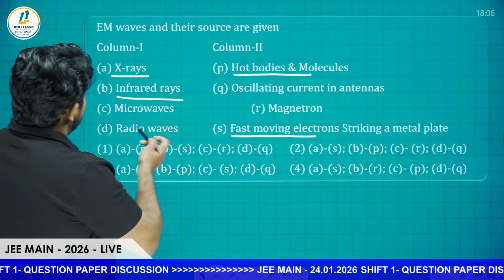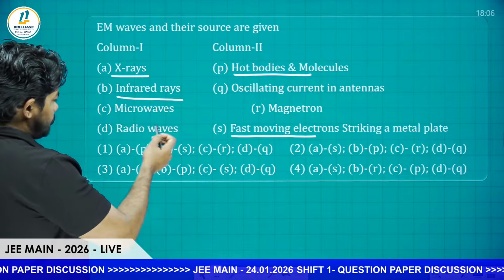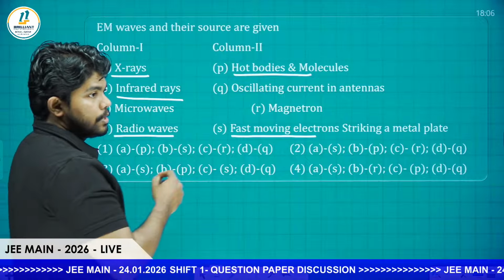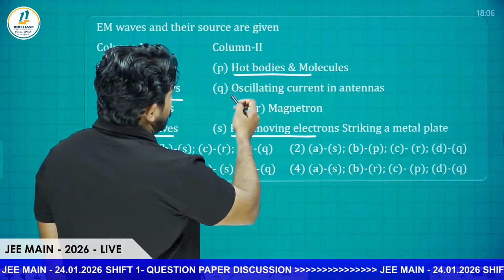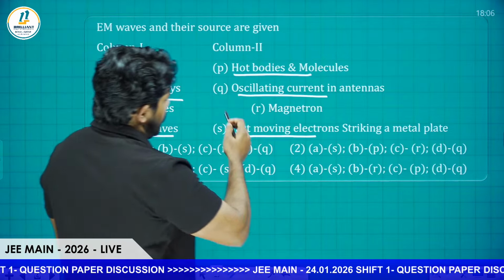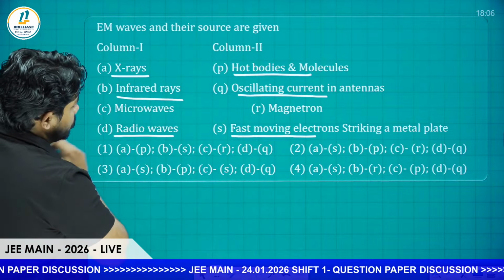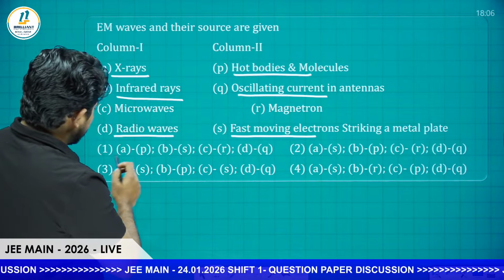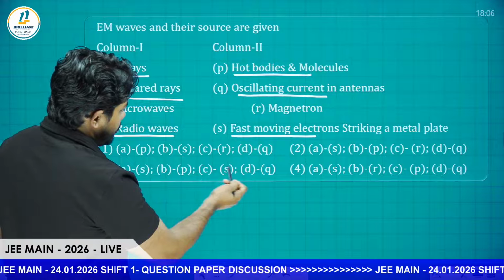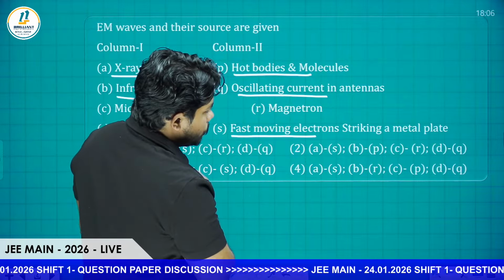Now one more thing, microwave is there and also radio wave. Radio wave will be an easier one, right? Radio wave is actually an oscillating current in antenna. So Q will be the 4th one. So D will be Q. So A should be S, B should be P, C we didn't take, D should be Q.